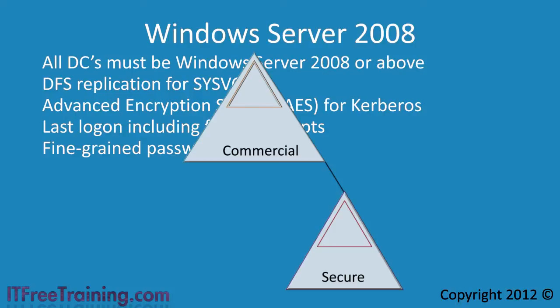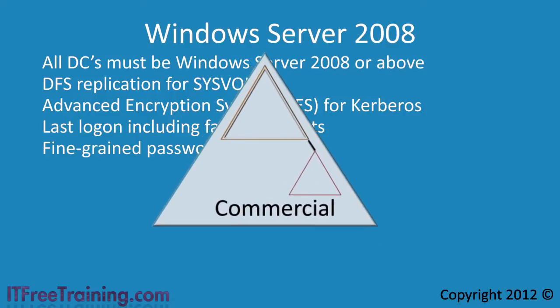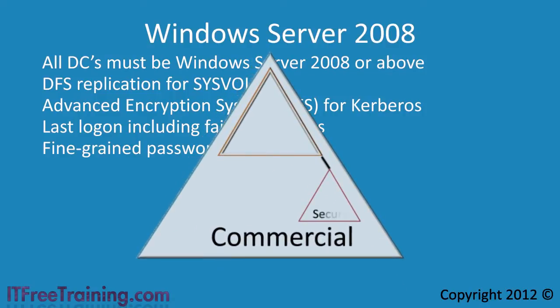With Windows Server 2008 domain functional level, you can combine the two domains like this. Now the secure domain is simply another organizational unit, or OU, in the same domain. With the users separated into different OUs, you can assign one set of password requirements to the commercial OU and one to the secure OU.